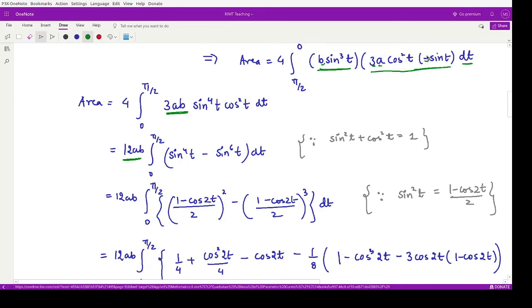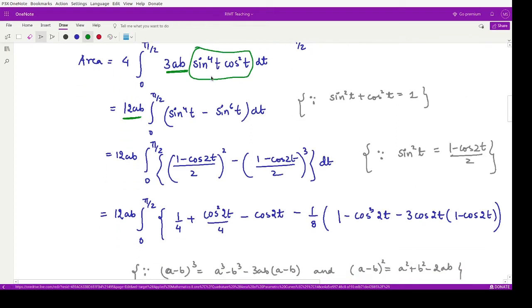Moreover, this negative sign is used to invert these limits. So we can write the limits now from 0 to pi by 2, and the negative sign is absorbed in inverting these limits. So we have to calculate the integration for this function. Now this is not so direct. We do not have direct formulas to calculate integration for these terms.